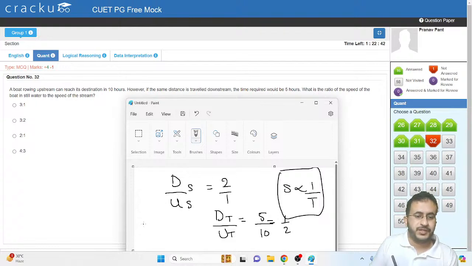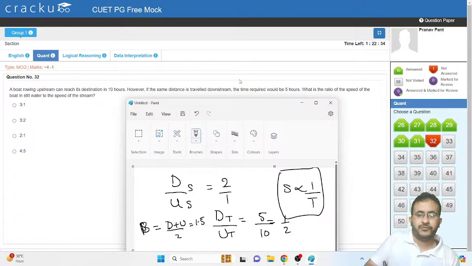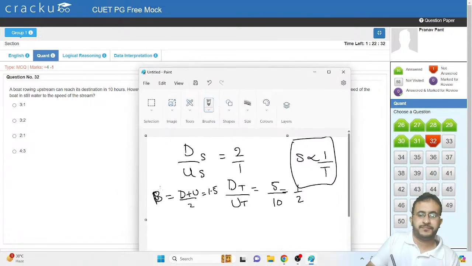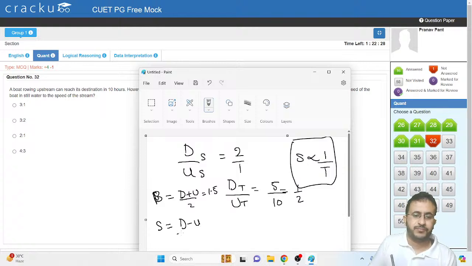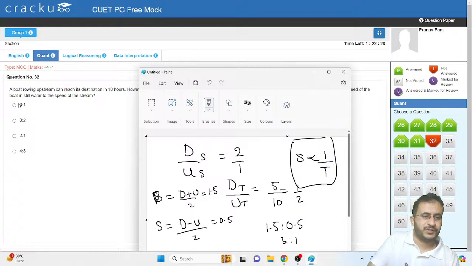सो द स्पीड ऑफ बोट इज d plus u by 2, एवरेज हो जाती है, दैट इज 1.5. एंड स्पीड ऑफ द स्ट्रीम इज d minus u by 2, which is 0.5. So 1.5 ratio 0.5, which is 3:1, right? So 3:1.